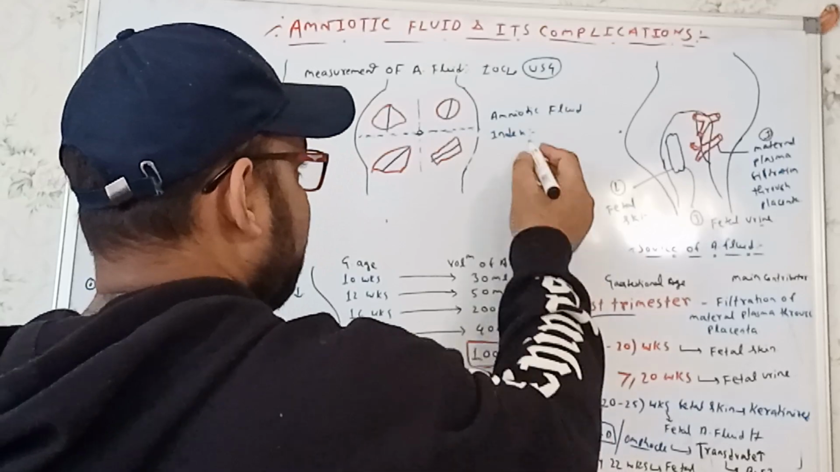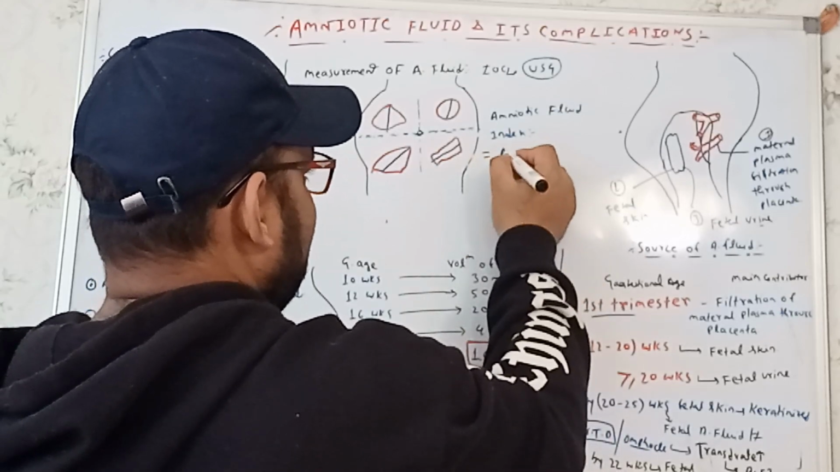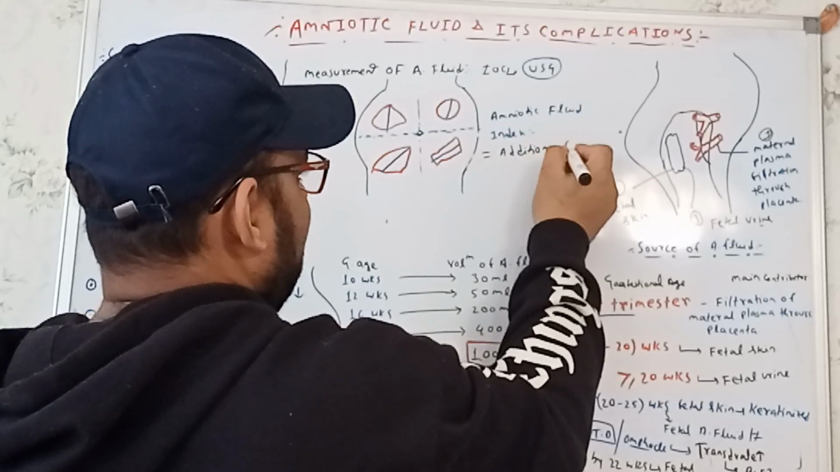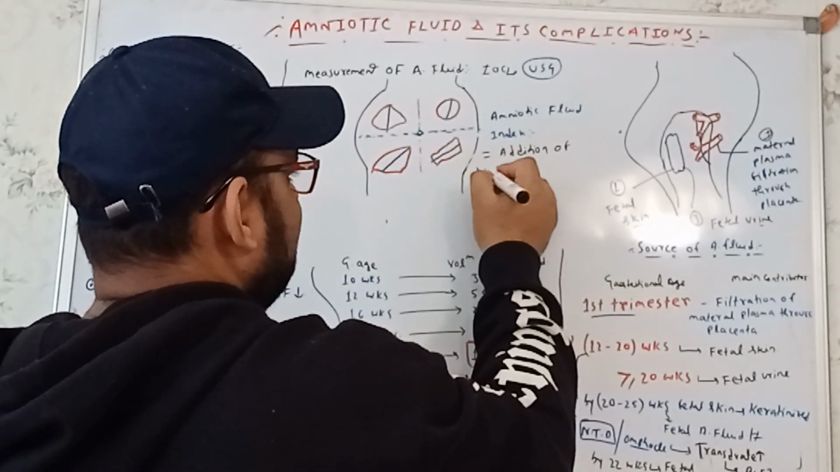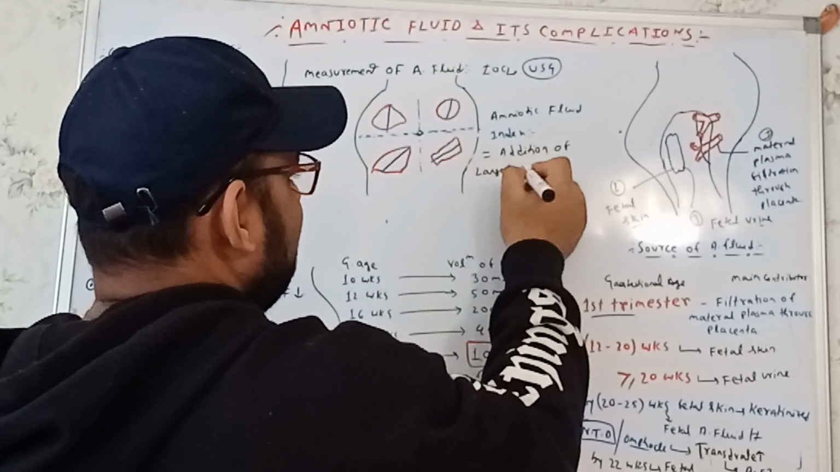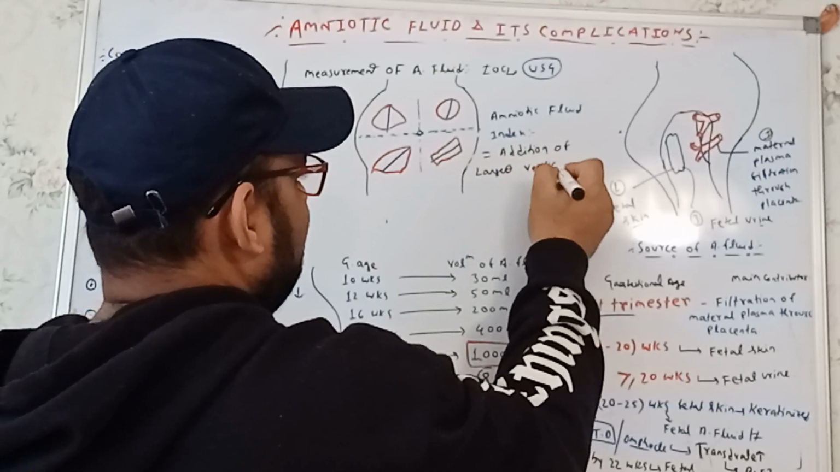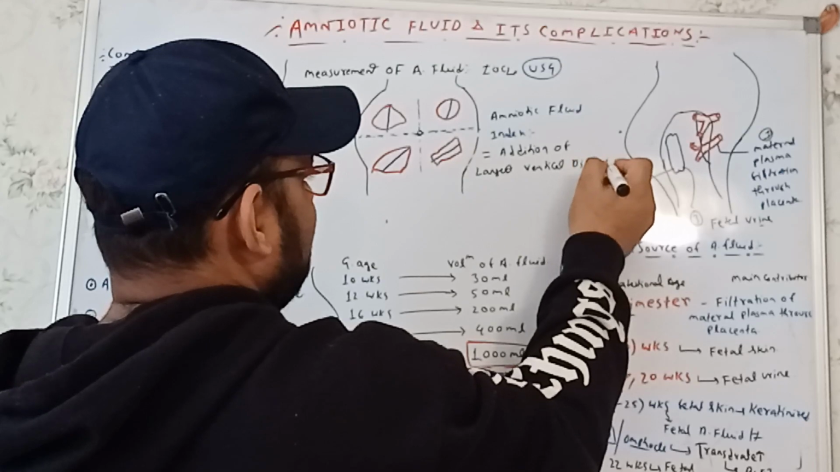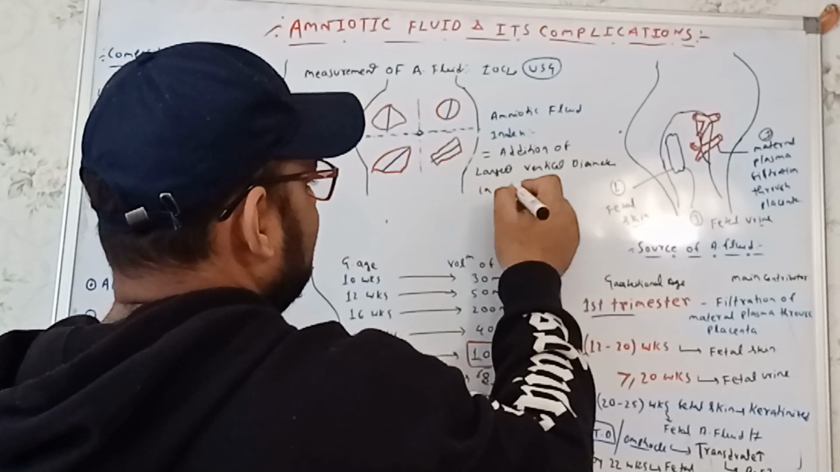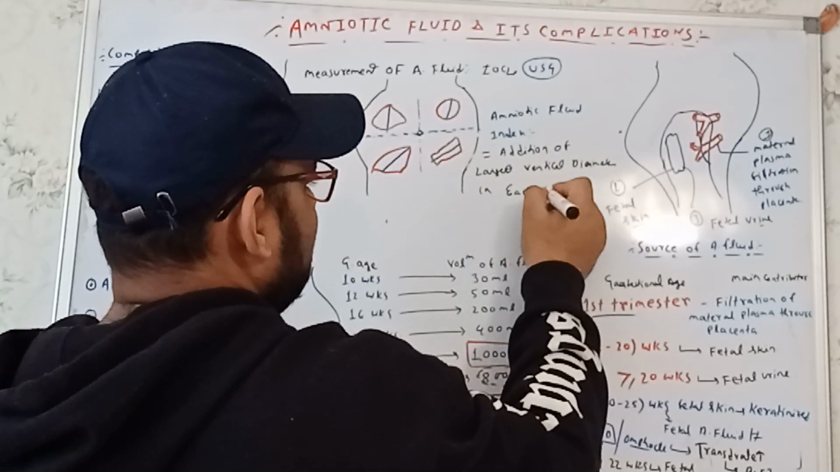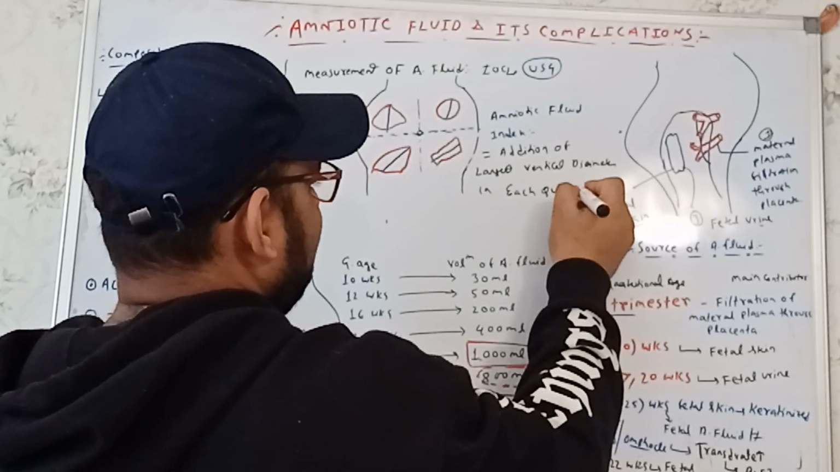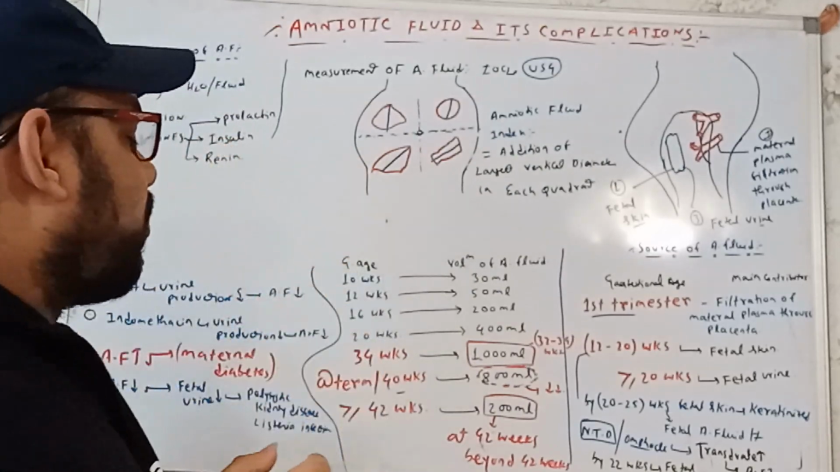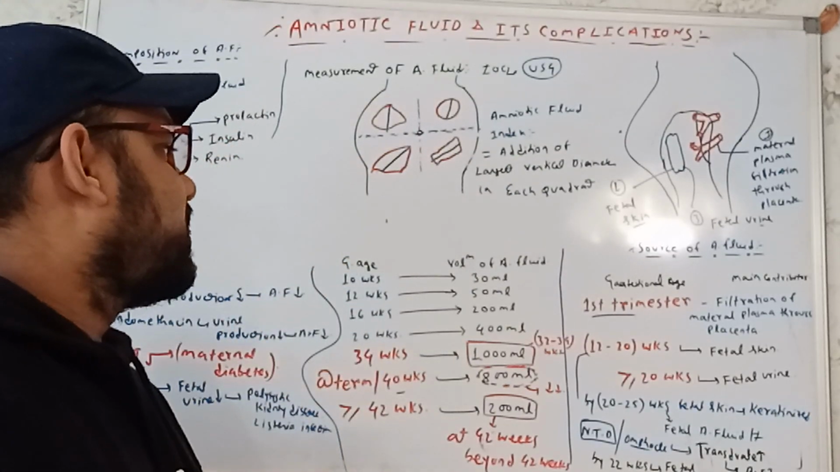So what is amniotic fluid index? It is nothing but the addition of the largest vertical diameter in each quadrant. So this is the amniotic fluid index. But there is one problem over here. What kind of problem is this?